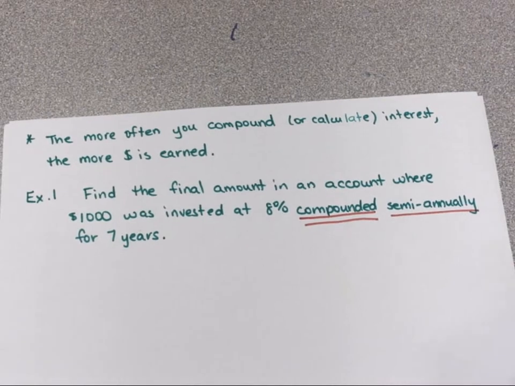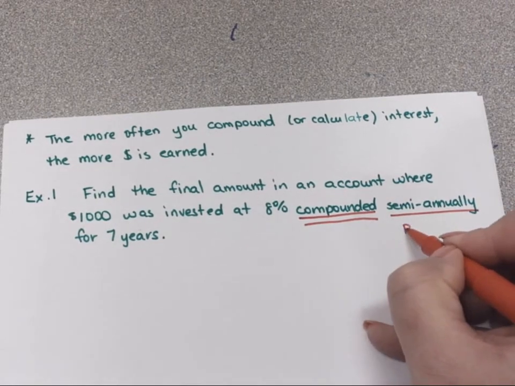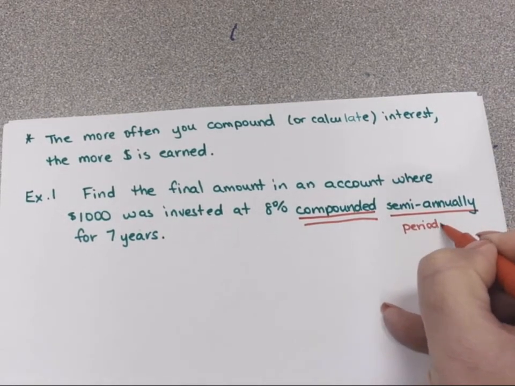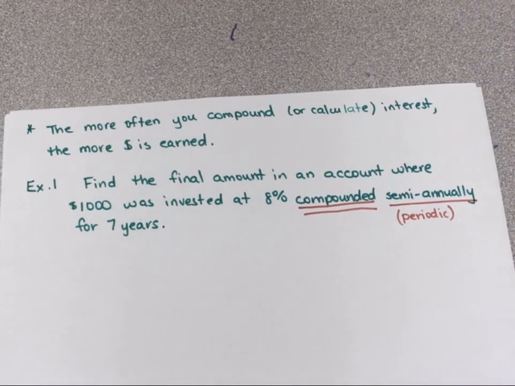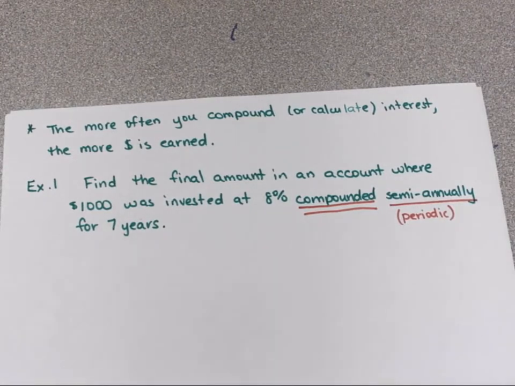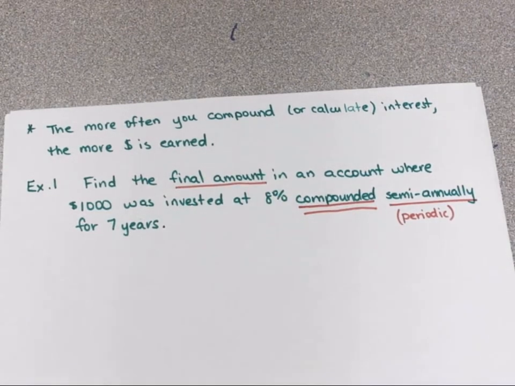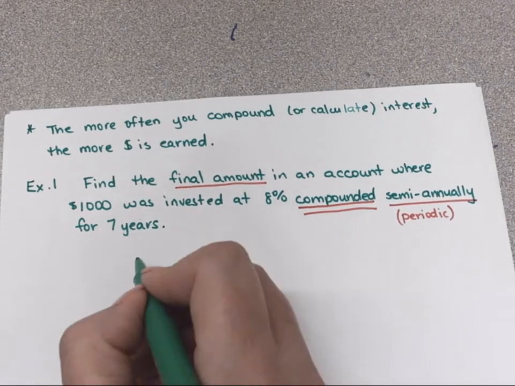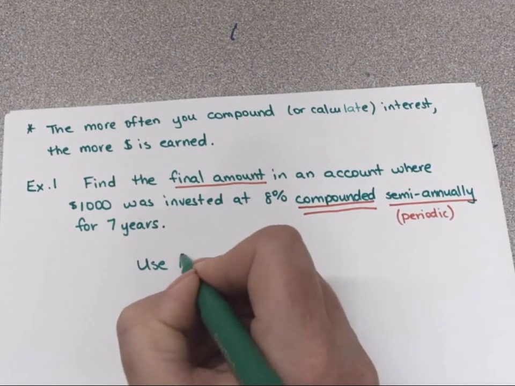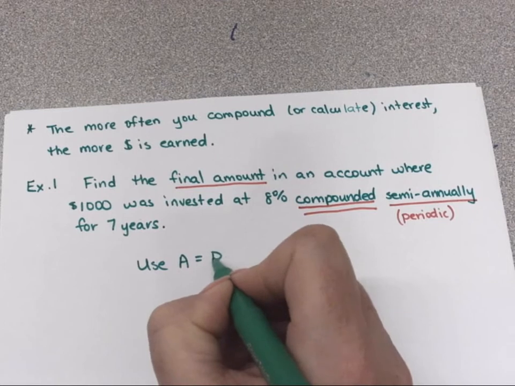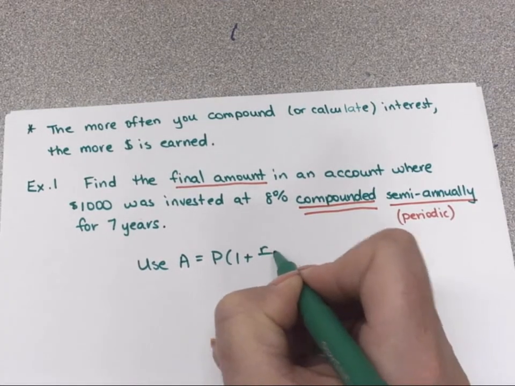Any time it mentions a time period, it means that it's periodic. If it says monthly, quarterly, daily, weekly, anything like that, it means that it's the periodic formula. Also note that it's asking for the what? The final amount. So which formula should we use then? The long periodic one, right?